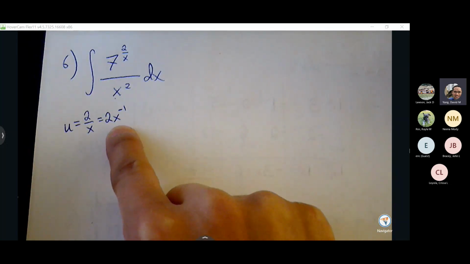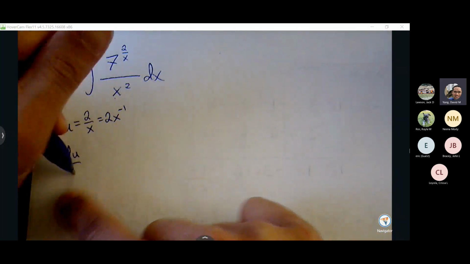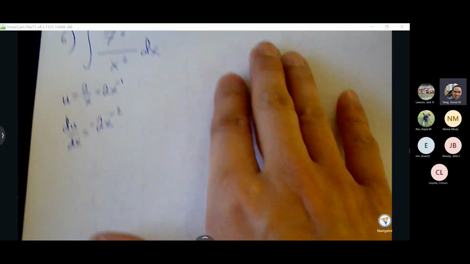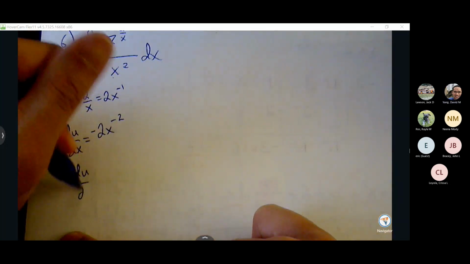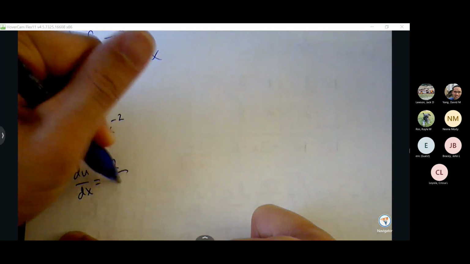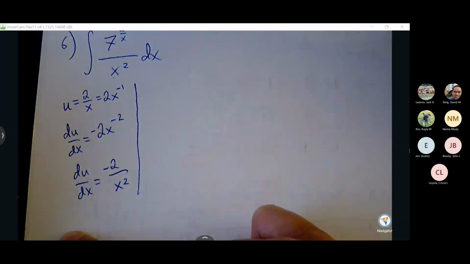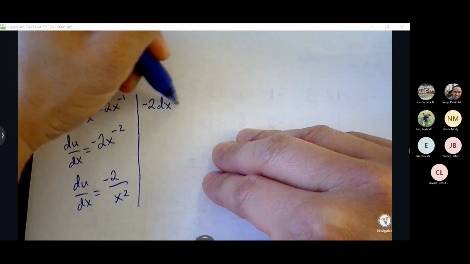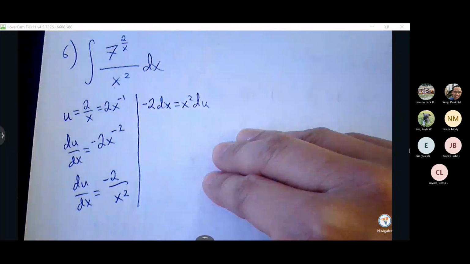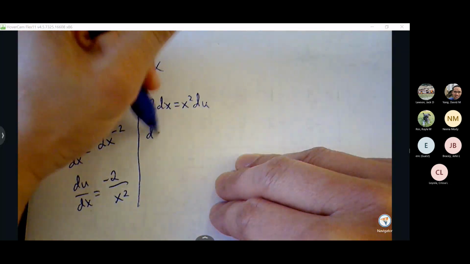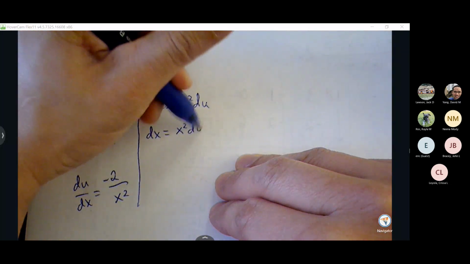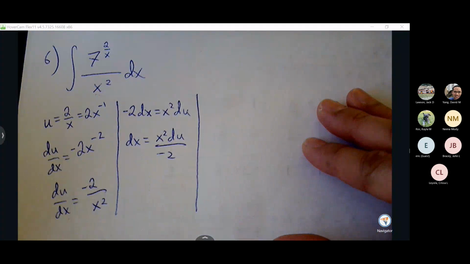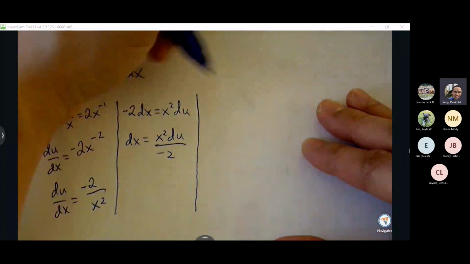Right, so once that x comes up to the top, I can just get it ready for power rule, find the derivative. I'm going to do some cleanup here before I go too far. Cross multiply. Solve for dx. Make my substitutions.